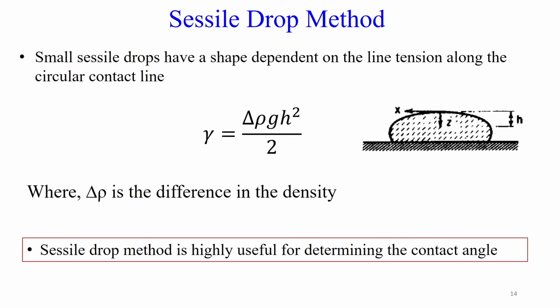The next method is the sessile drop method. The earlier one was the hanging drop, here we are putting the drop on a surface.